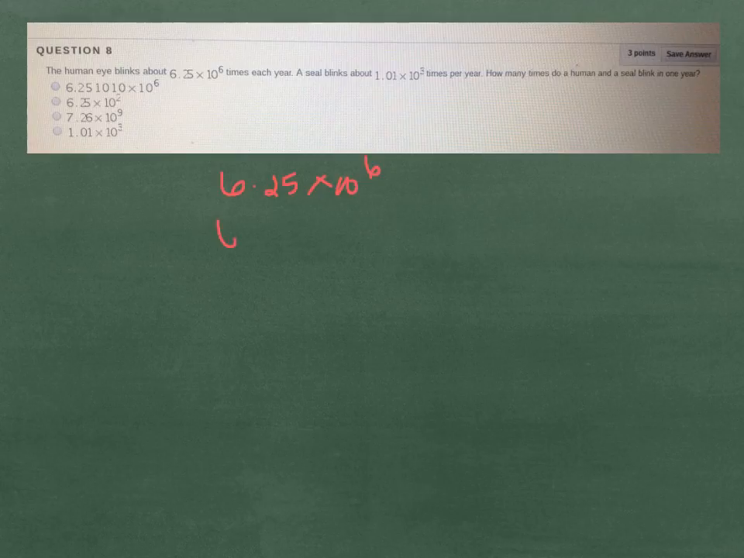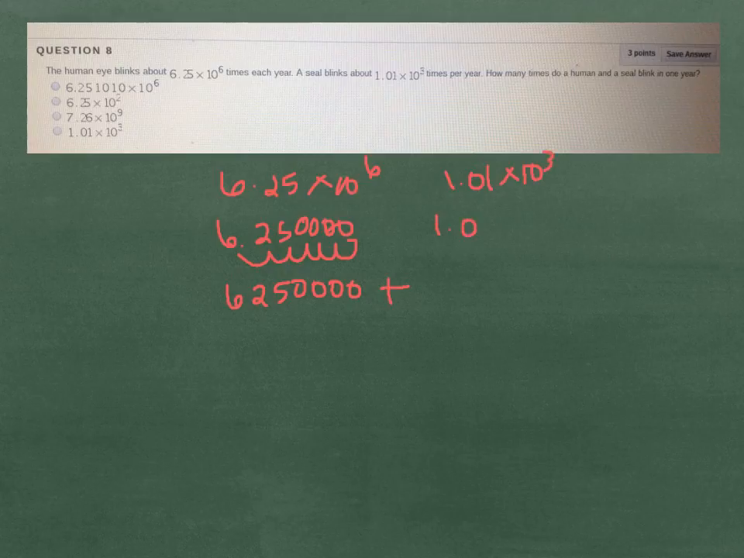So that's 1, 2, 3, 4, 5, 6. So that's 6, 2, 5, and then 4 zeros. They're asking you to add it with 1.01 times 10 to the 3. So that means you're going to move it 3 times. 1, 2, 3. So it's 1, 0, 1, 0. And they want you to add that up.